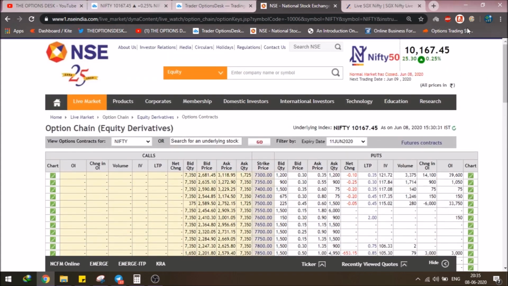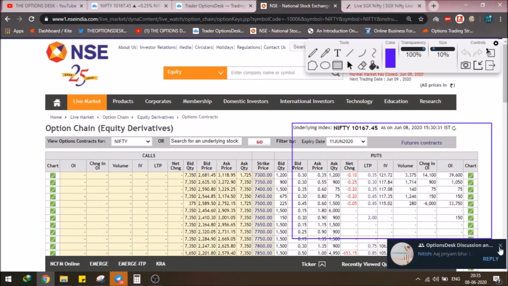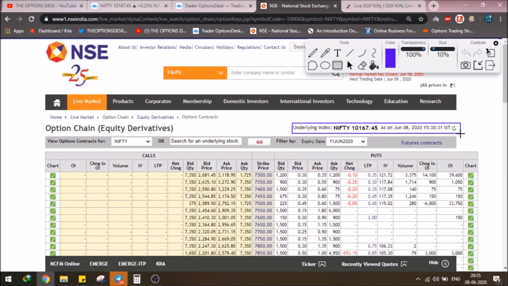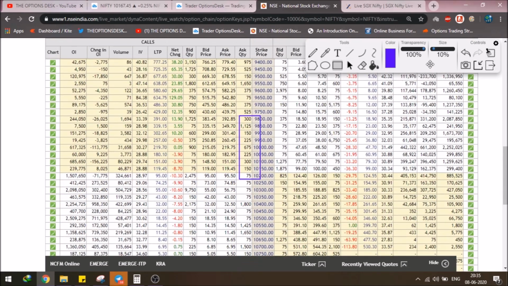So now let's see the option chain analysis. The Nifty 50 closed at this level as on June 8, 2020. At this particular point, the next trading day is around June 9. So now let's see, somewhere around 10,150 and 10,200.